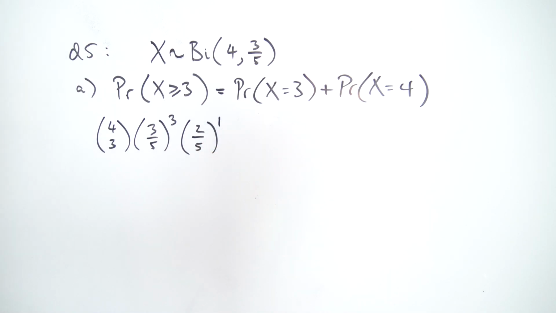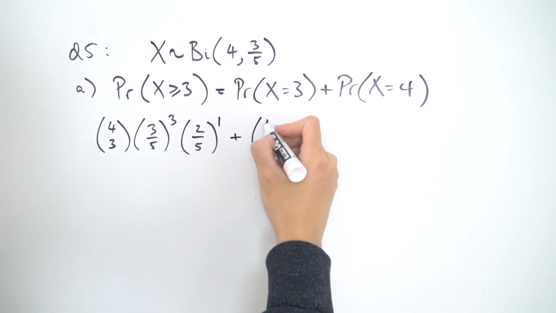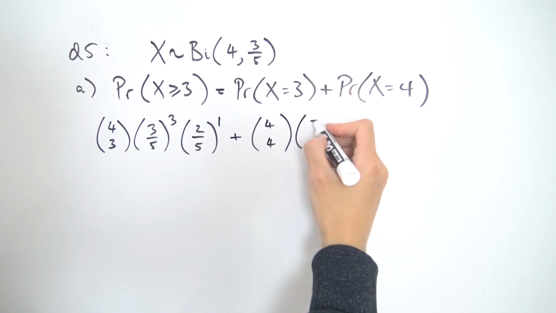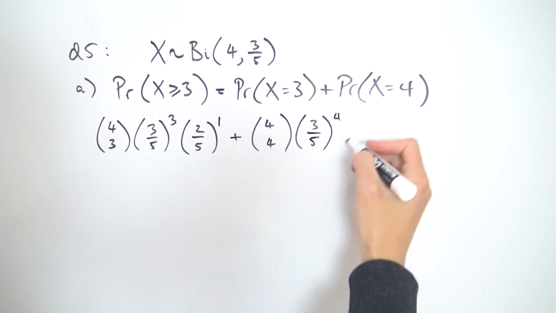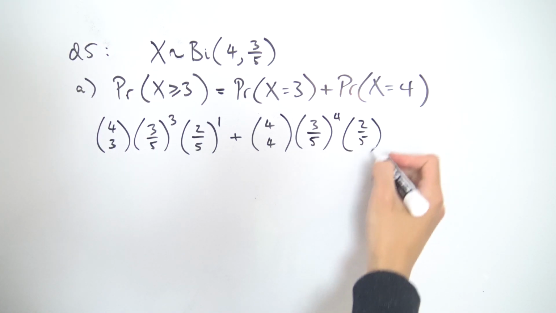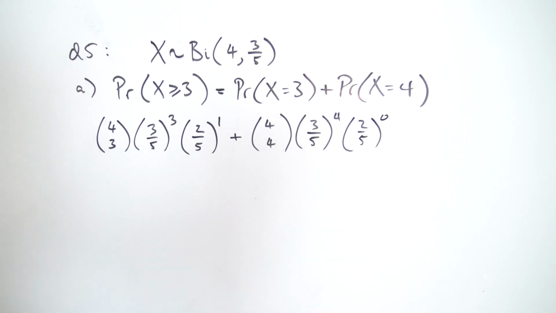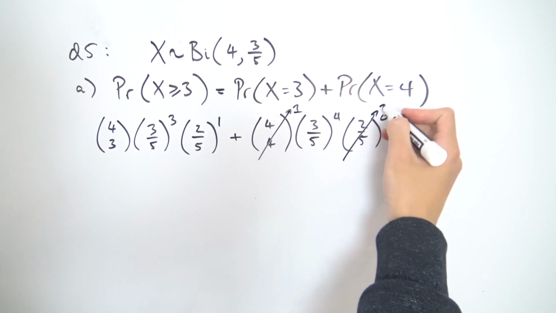And then for the second probability, well, we have x equals 4, so we do 4 choose 4, so n choose 4, times probability of success, so 3/5 raised to the 4th power, and then 2/5 raised to n minus this x value, which is 0. So 4 choose 4, that's exactly 1, because there's only one way to choose 4 things from 4 things, and 2/5 raised to the 0 is 1 as well.